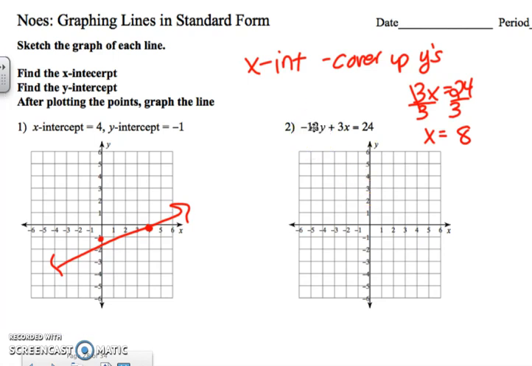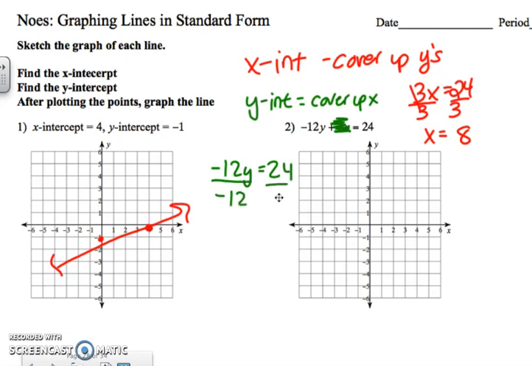Now let me find my y-intercept. So to find the y-intercept, you're going to cover up the x. Okay, so I'm going to ignore this positive 3x, and I'm going to find my y-intercept. So my equation would be -12y equals 24. And I would solve that one-step problem by dividing by -12. And I would get y equals -2.